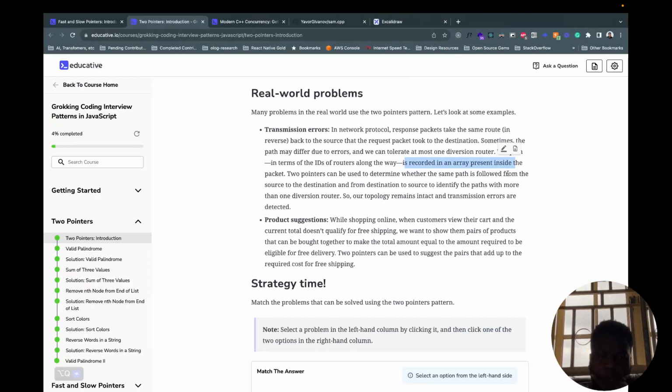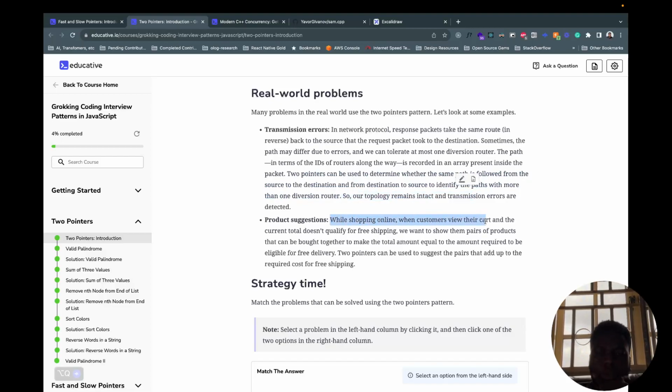In an array inside the packet, two pointers can be used to determine whether the same path is followed from the source to destination and from destination to source, to identify the paths with more than one diversion router. So our topology remains intact and transmission errors are detected.